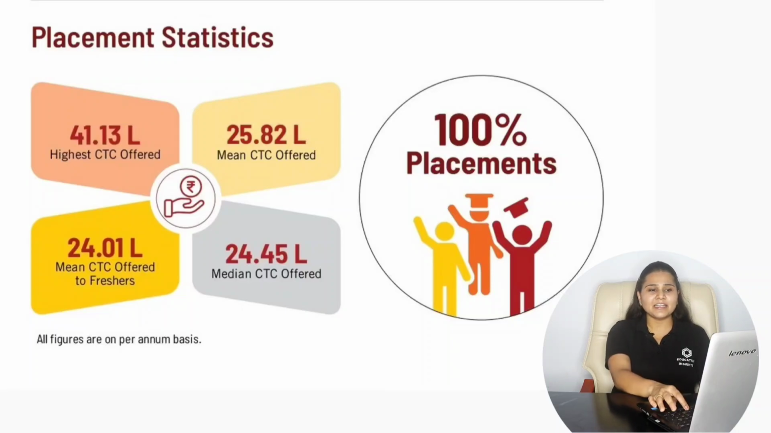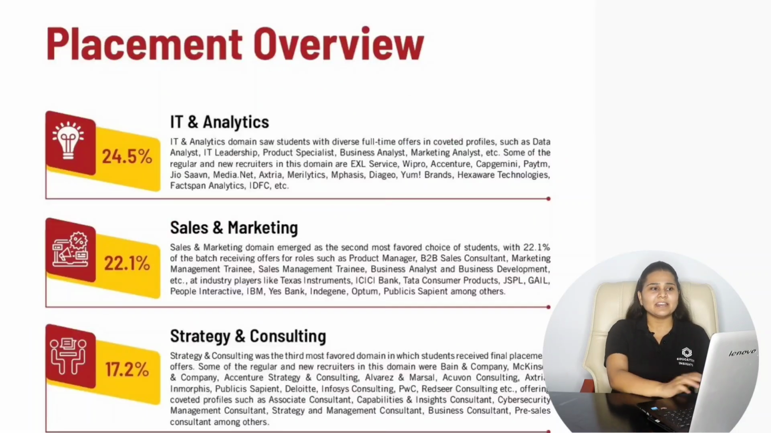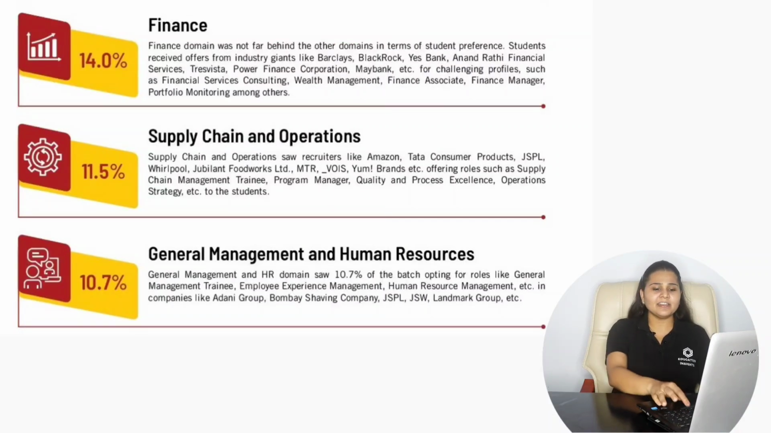Then if we consider it in terms of the domain, then 24.5% of placements were from the IT and analytics domain, then 22.1% were from sales and marketing, 17.2% were from strategy and consulting, then 14% were from the finance domain, 11.5% were from supply chain and operations, and 10.7% were from general management and human resources. So this is all about the placements for the batch of 2021-2023.